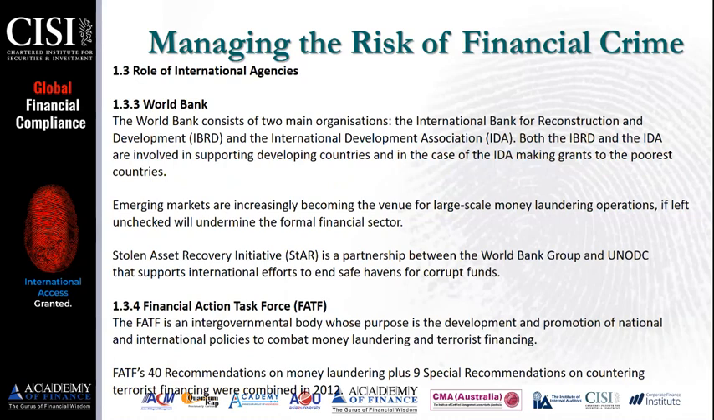Moving on to another agency, the World Bank. The World Bank basically consists of two main organizations. One is the International Bank for Reconstruction and Development, and the other is the International Development Association. Both IBRD and IDA are involved in supporting developing countries, with IDA making grants for the poorest countries. Emerging markets are increasingly becoming a venue for large-scale money laundering operations, which, if left unchecked, will undermine the formal financial sector.